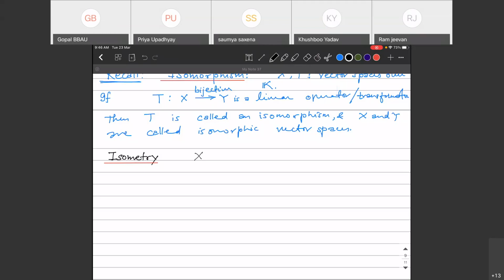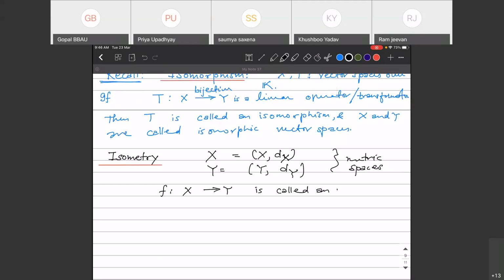So here we have two metric spaces. We take two metric spaces X and Y. X is (X, dX), Y is (Y, dY). Okay, these are metric spaces. Both are metric. There exists a function f from X to Y. Okay, very good. So a function f from X to Y is an isometry if f preserves distances.